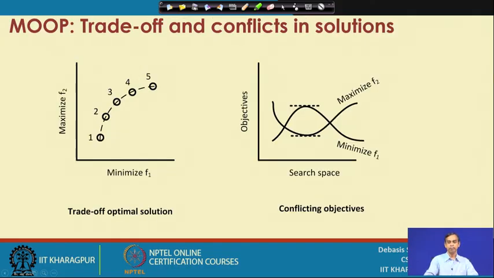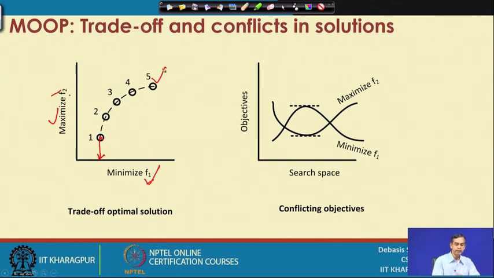So, here is one example. Again, with respect to two objective functions f1 and f2, we see how the different solutions are placed. There is one solution, 2, 3, 4, 5; these are the solutions. Now, if we consider this is solution 1 and it is a minimization problem, then definitely this solution is preferable both with respect to f1 and f2. Now, if it is a maximization, then this solution 1 is preferable with respect to f1. However, this solution is not preferable with respect to f2.